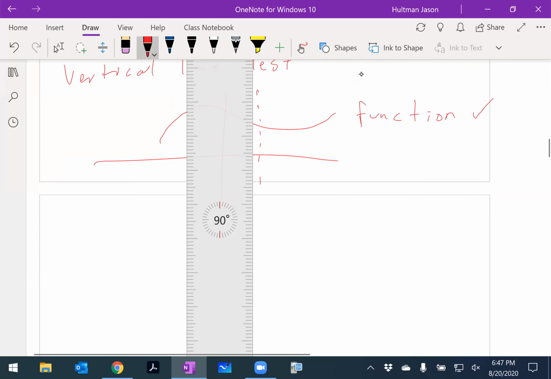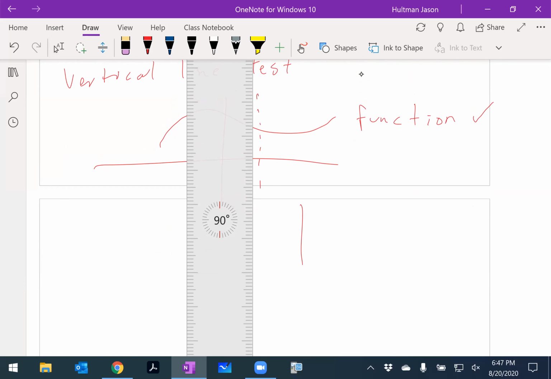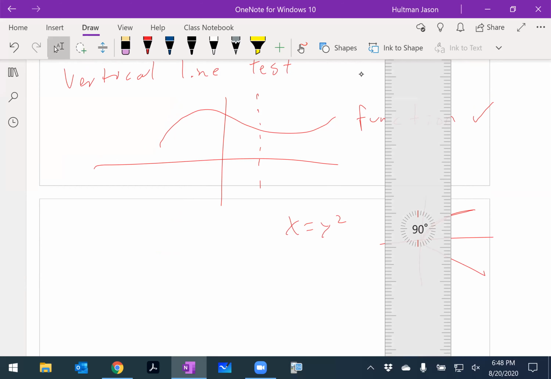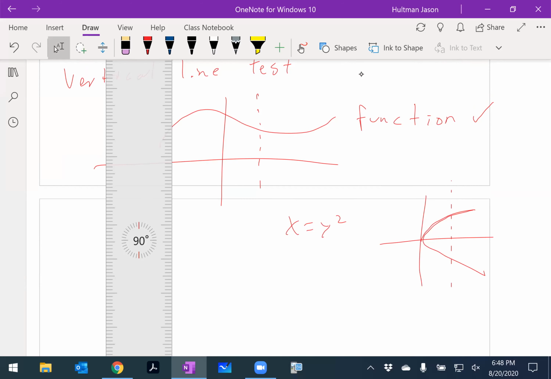What would not pass the vertical line test? Well, remember the parabola that we had the other day, x equals y squared? Remember this guy here? Is that a function? No. You, sir, are not a function.